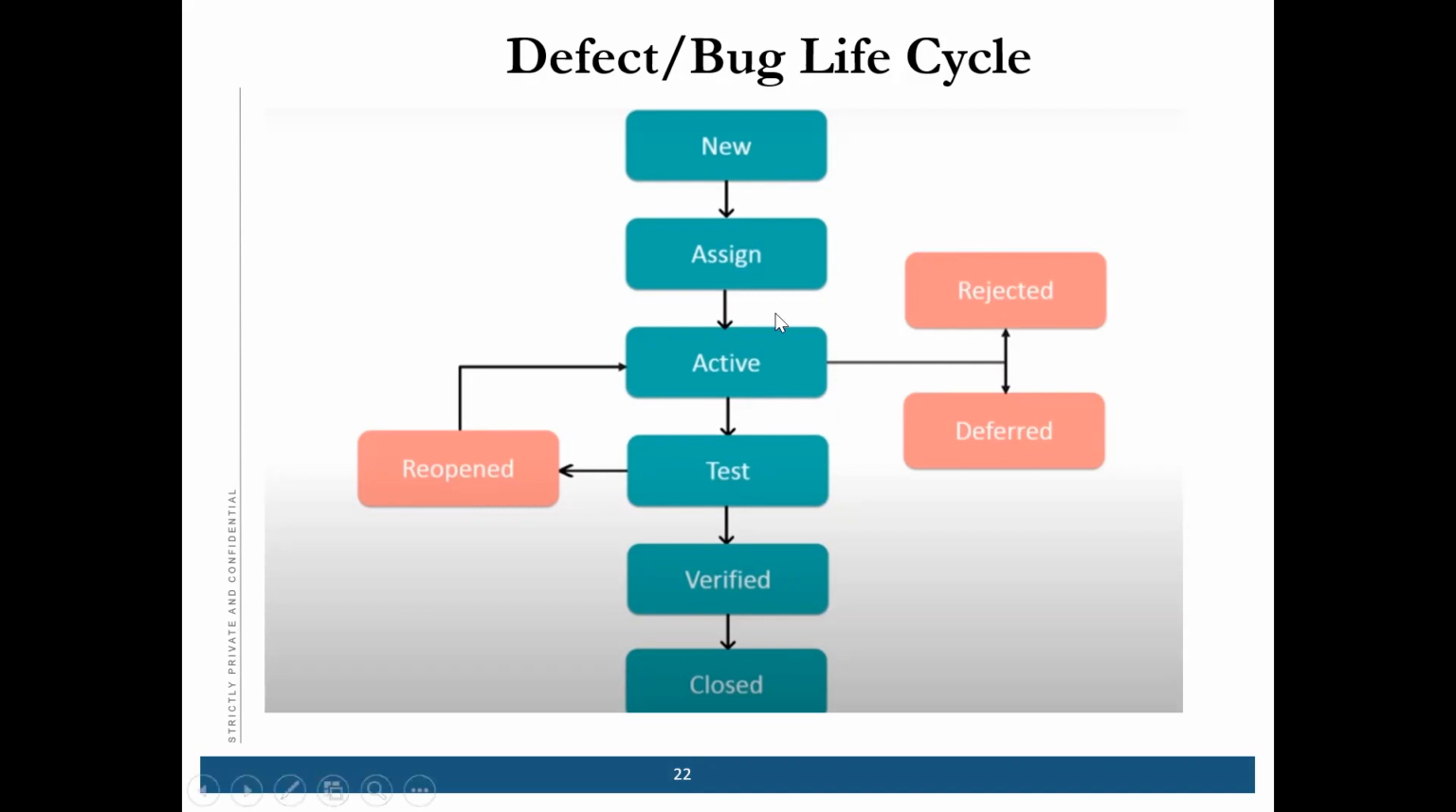Okay. From the first thing: while doing the testing, you have found a new defect and you have created it. The tester has created a new defect and it is assigned to the developer. Then the developer will assign it to the particular developer, that is their thing. Then the developer can accept that defect and make it active.